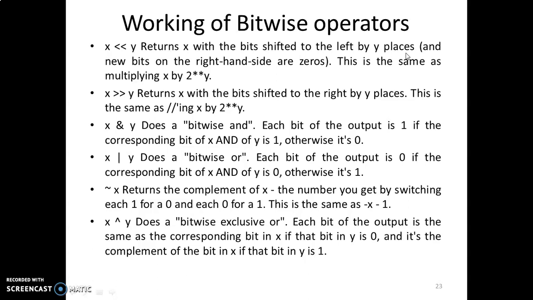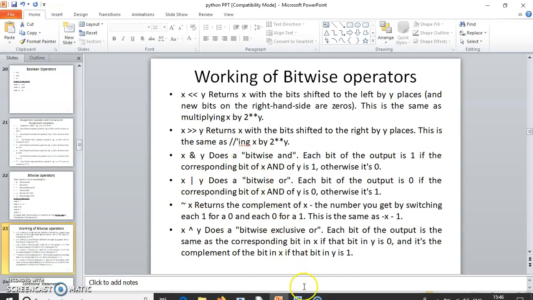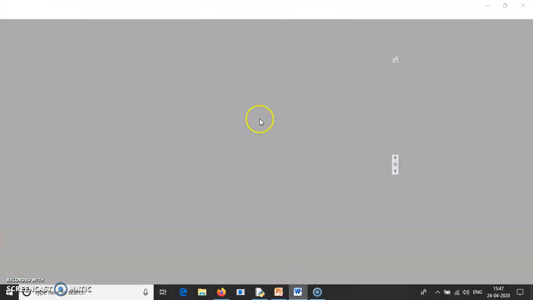So it returns x with the bits shifted to the left by y places, and the new bits on the right hand side are zeros. So as many bits as you shift towards the left, that many zeros you add to the right, and this is the same as multiplying x by 2 raised to power y. Okay, so let me just open up another document to explain this to you.